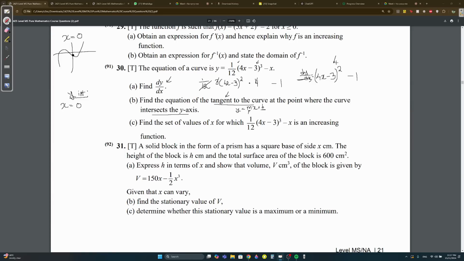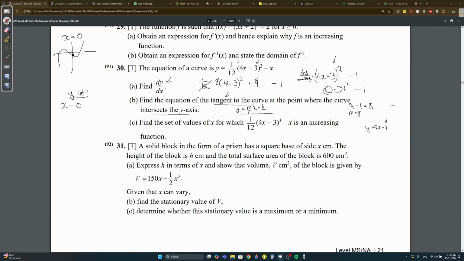So if you substitute 0, you're going to get 0 minus 3 squared minus 1. So you're going to get 9 minus 1, which is 8. So we now know that m is equal to 8. This is the slope, right? So we're going back to here. It's going to be y is equal to 8x plus b. How do you find b now?